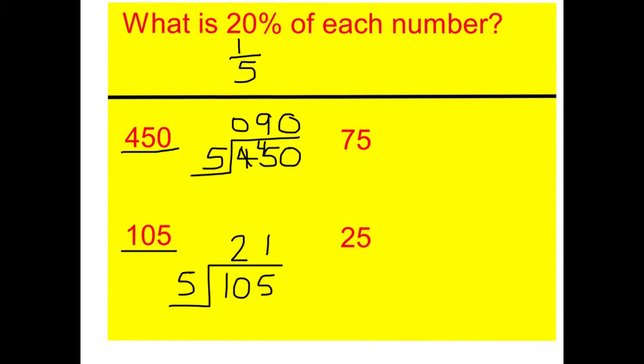Okay, let's do them together now. So 20% of 75, so we have to find 1/5 of it by dividing it by 5. So 5 into 75. 5 into 7 goes once, bring our 2 left over. 5 into 25 is 5. So 20% of 75 is 15. And my final one we could do mentally. We're finding 1/5 of 25, which is 5.